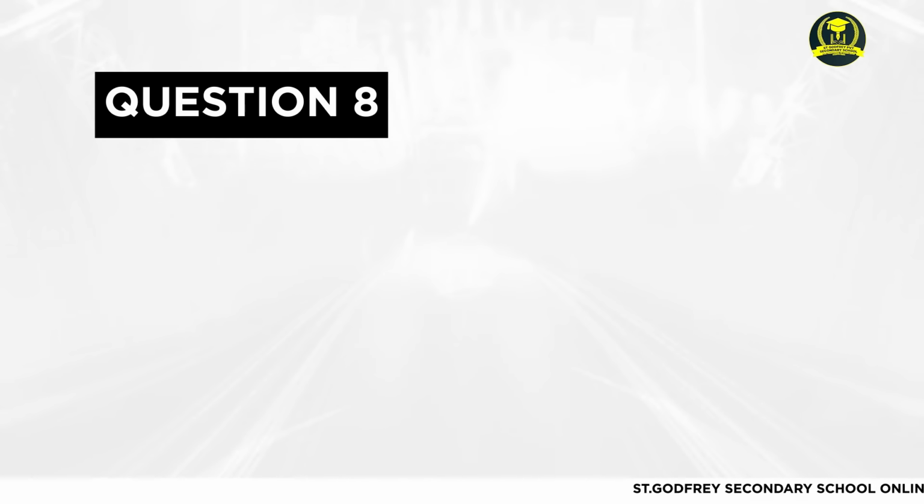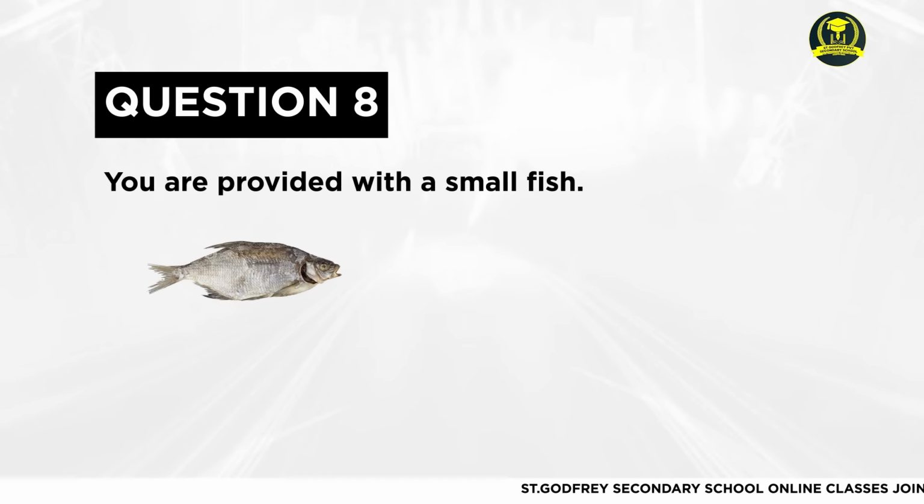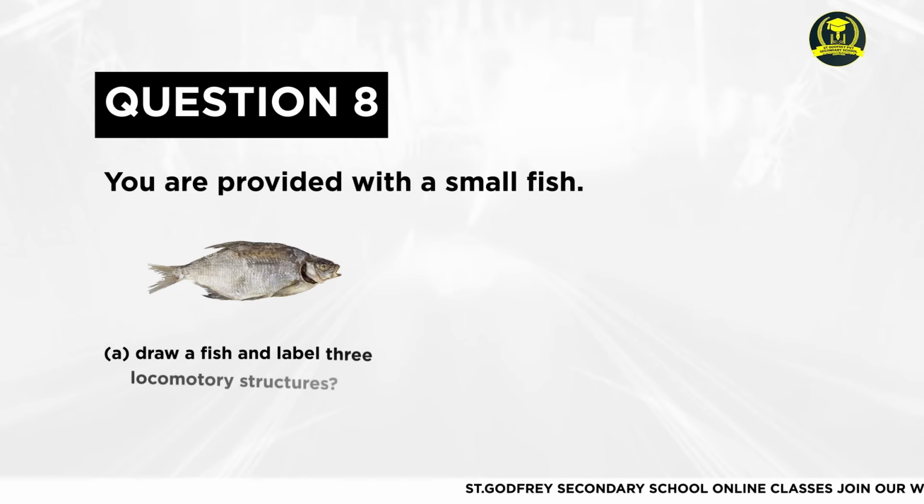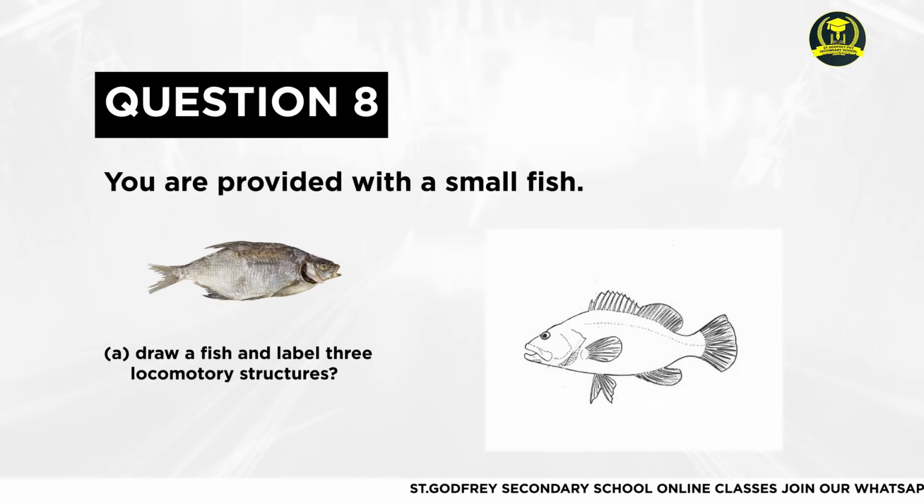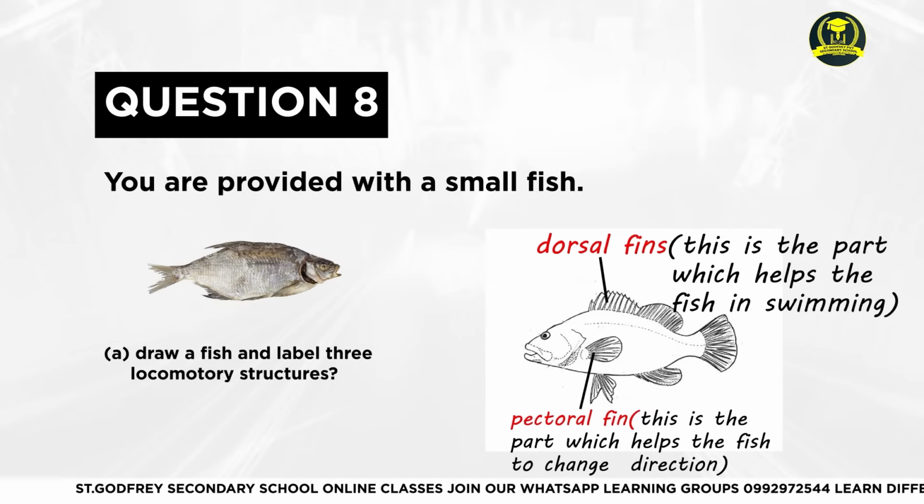Question number 8. You are provided with a small fish. Question A. Draw the fish and label any two locomotor structures. Number 1. Dorsal fin. This is the part which helps the fish in swimming. Number 2. Pectoral fin. This is the part which helps the fish in changing directions.